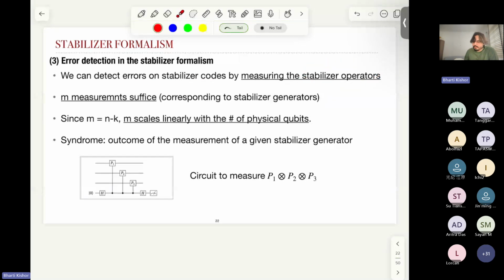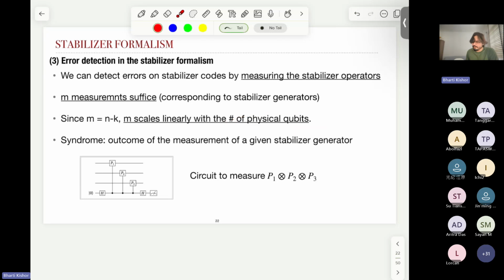So we had a bunch of stabilizer operators, and measurements suffice, because if you know the value of all of the stabilizer generators, then that already tells you where you are in the Hilbert space, and then you can bring the corrupted state back into the code space. Now you see that we have m equal to n minus k. So m scales linearly with the number of physical qubits. So the number of measurements that you need to perform is not very bad actually.